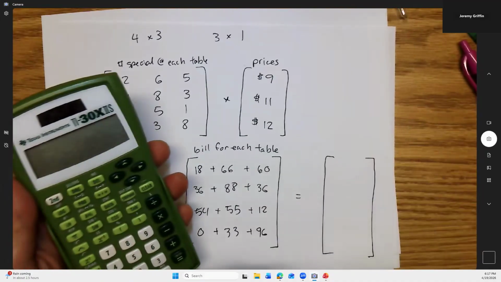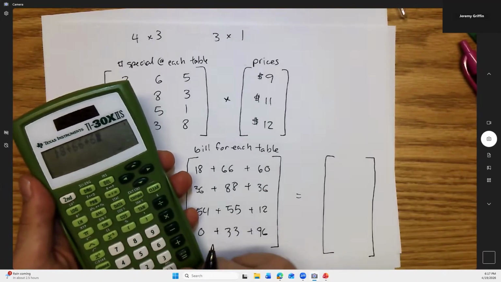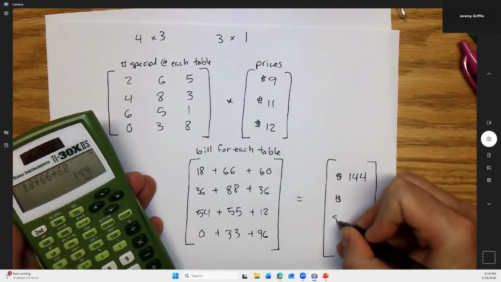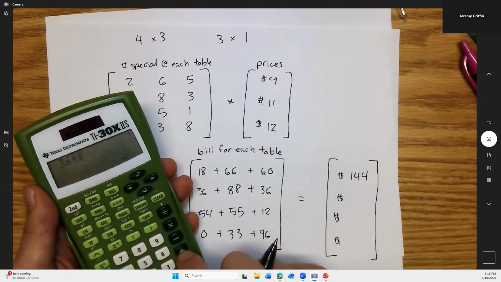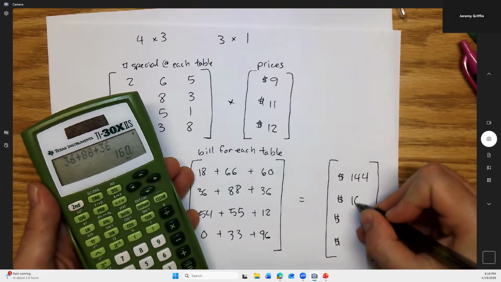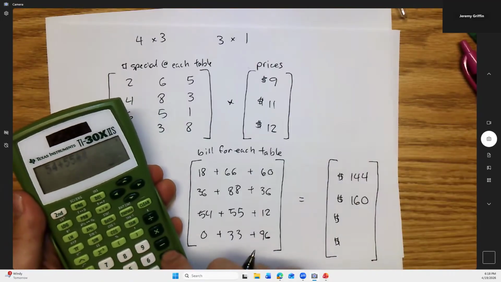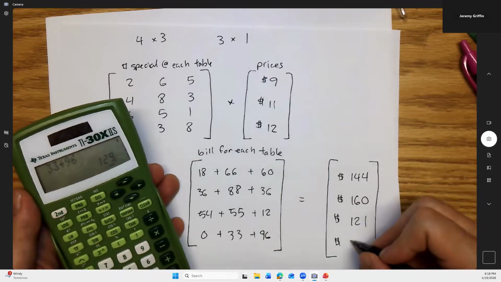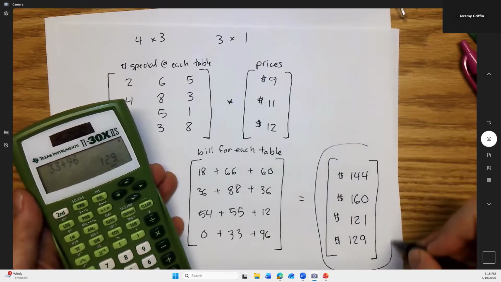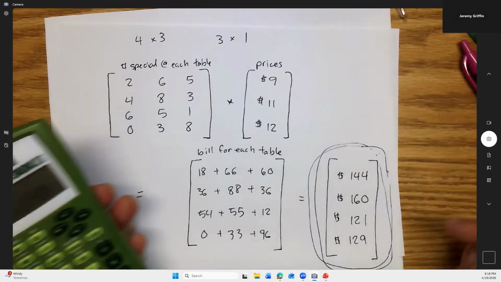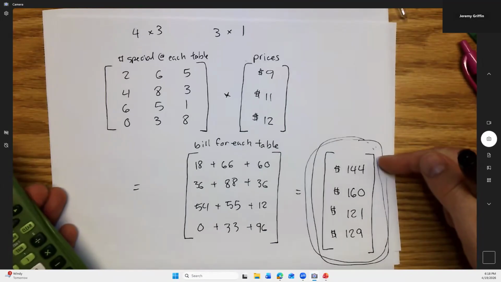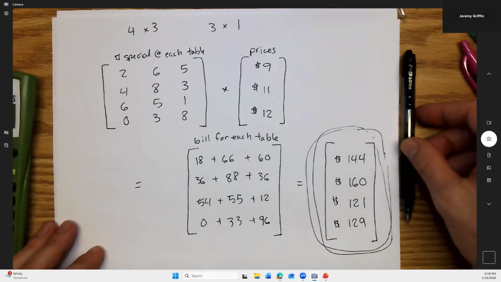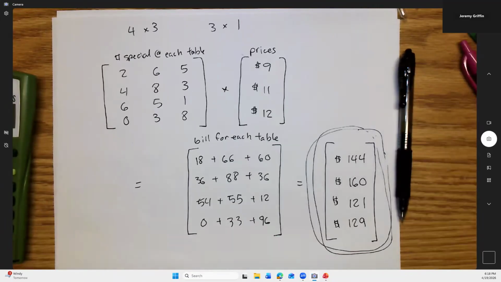Just consolidate it a bit here. Okay, what is 18 plus 66 plus 60? Okay, so table A paid $144. You guys see these will all be dollars, so go ahead and put dollars back in. And it was 36, 88, 36. It's 160. 54, 55, and 12 is $121. Okay, I say it is $129. There you go. Right, that's the bill for each table. Yeah, so if you're bringing them out from the back, then $144 to table A and so on. All right. Well, that's all the examples, and that should cover any question you get out of that lesson.